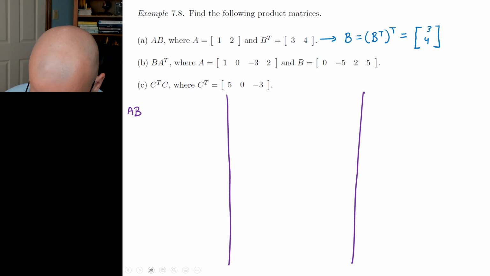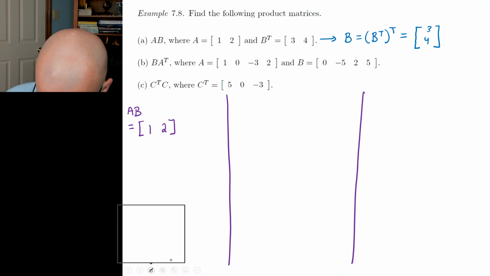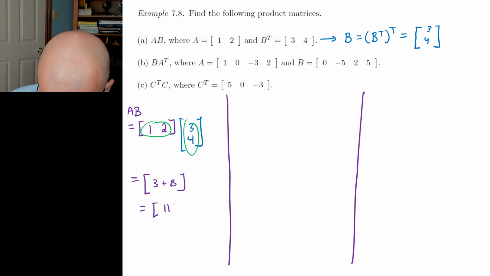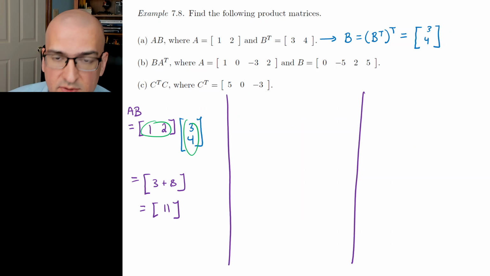So now I'm going to do the matrix multiplication between those two objects. 1, 2 multiplied by 3, 4. And it's a row times a column dot product. We'll put the number inside a matrix. We get 1 times 3 plus 2 times 4. We get 11. Okay, next, B times A transpose.